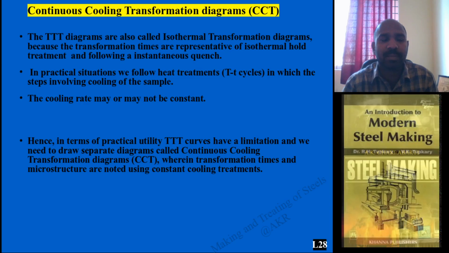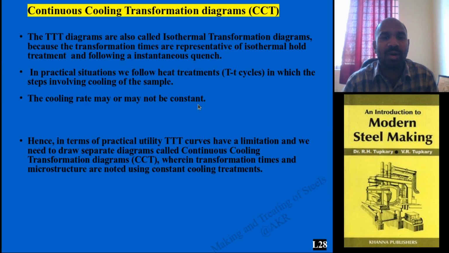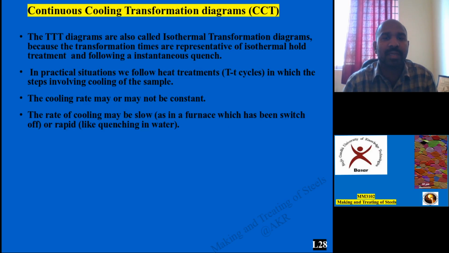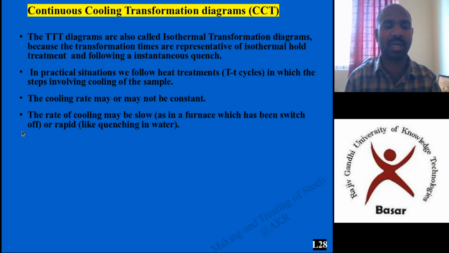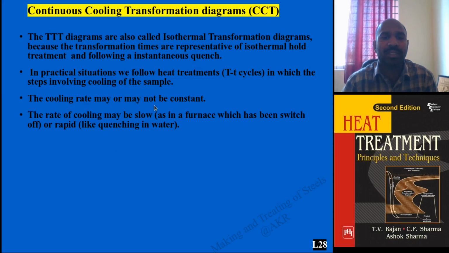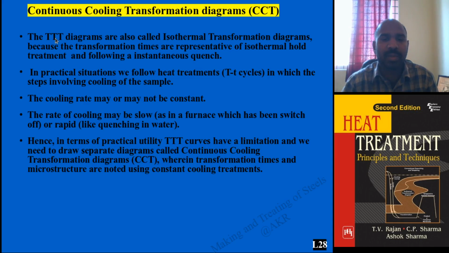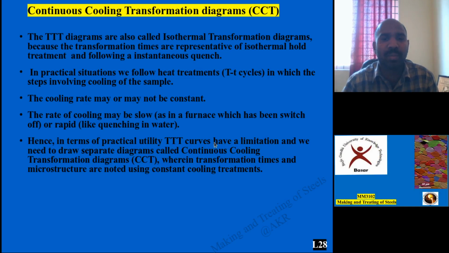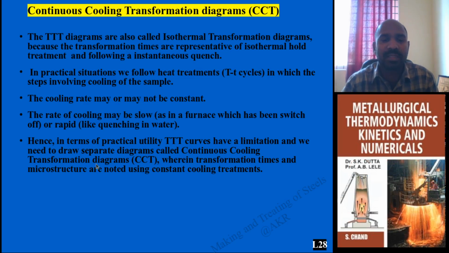So you need to consider that, which is considered in the continuous cooling transformation diagram. That is, this diagram mainly considers the rate of cooling. The rate of cooling may be slow, just like in the furnace, or rapid, too fast, just like in the water. So it needs to be addressed, which is addressed in the CCT diagram, which was not done in the time temperature transformation diagram. Hence, in practical applications, TTT curves have the limitation of cooling rate, where separate continuous cooling transformation diagrams need to be drawn, since it was not addressed.